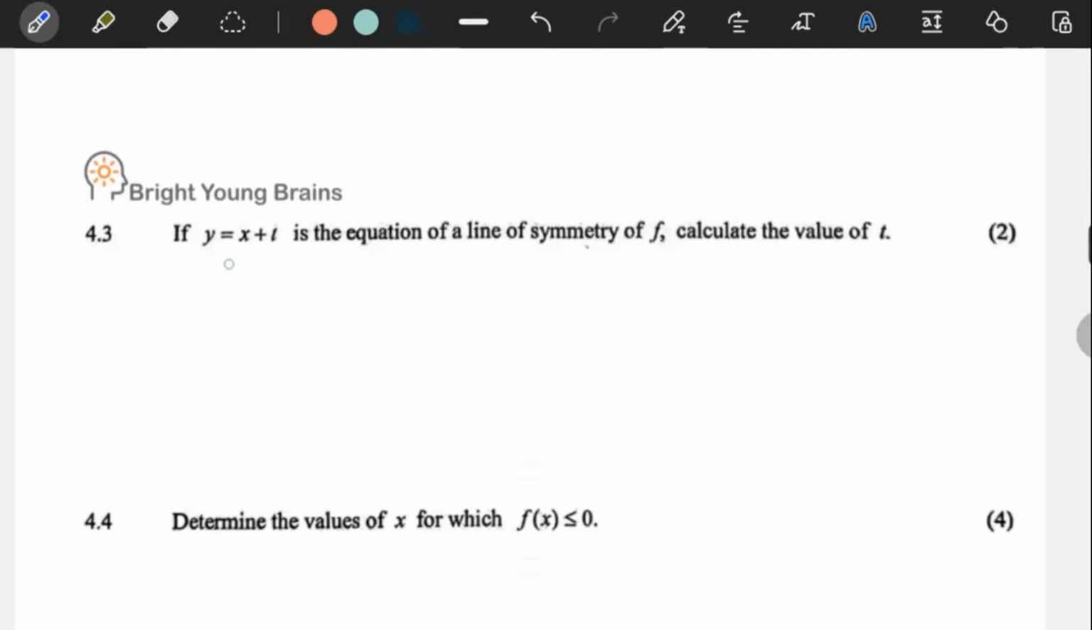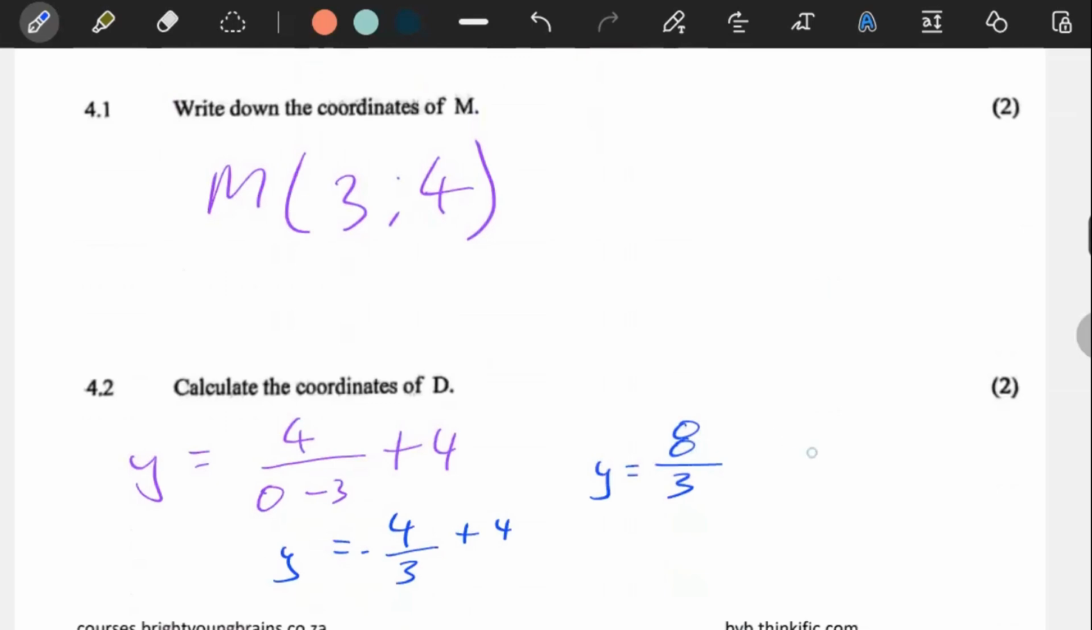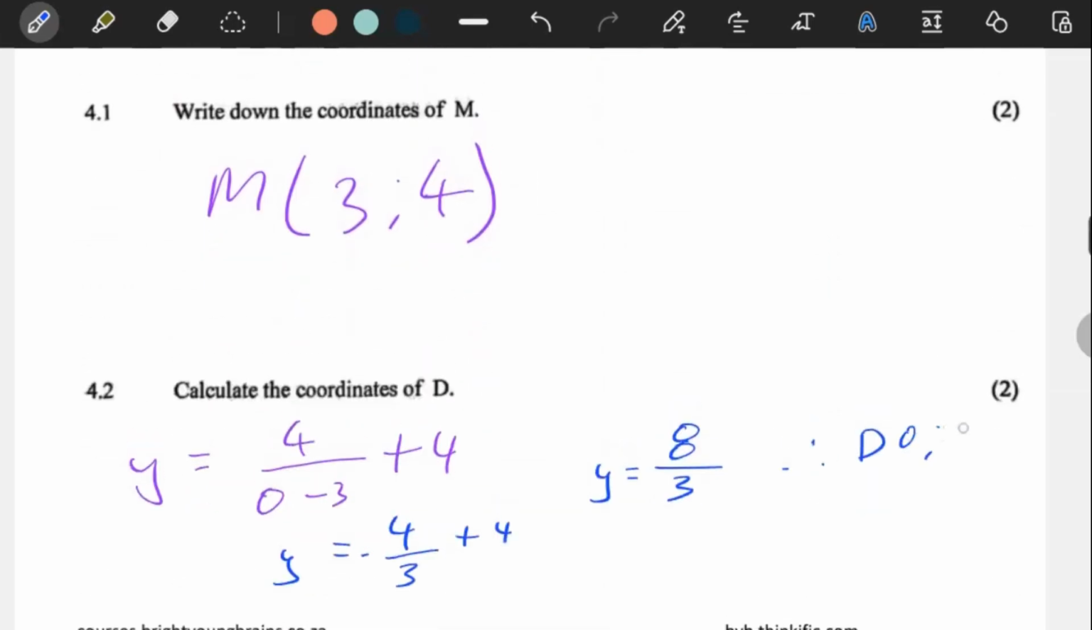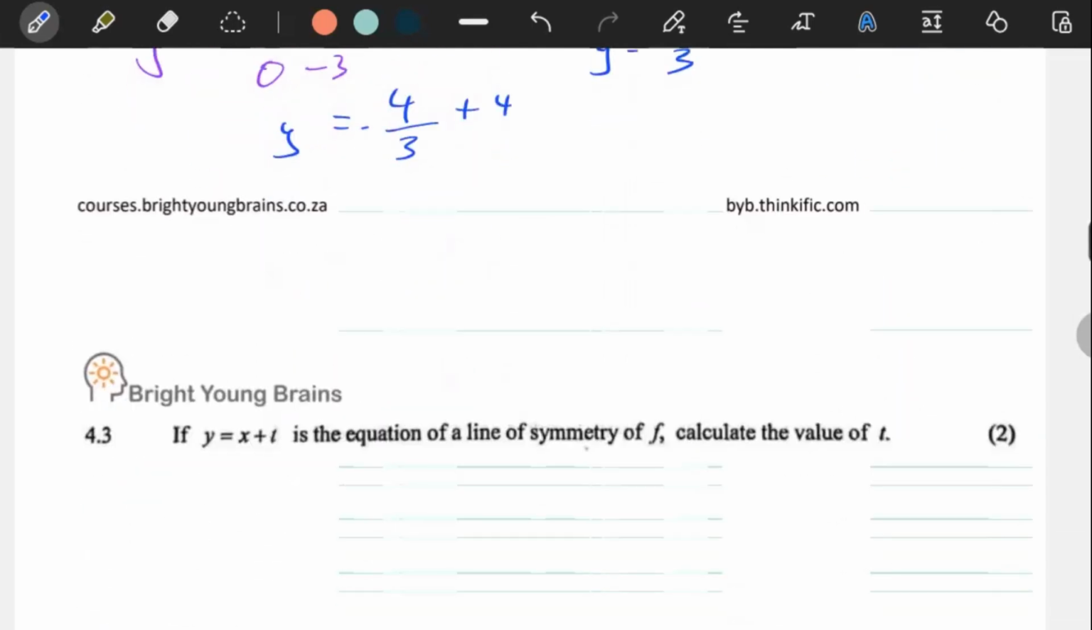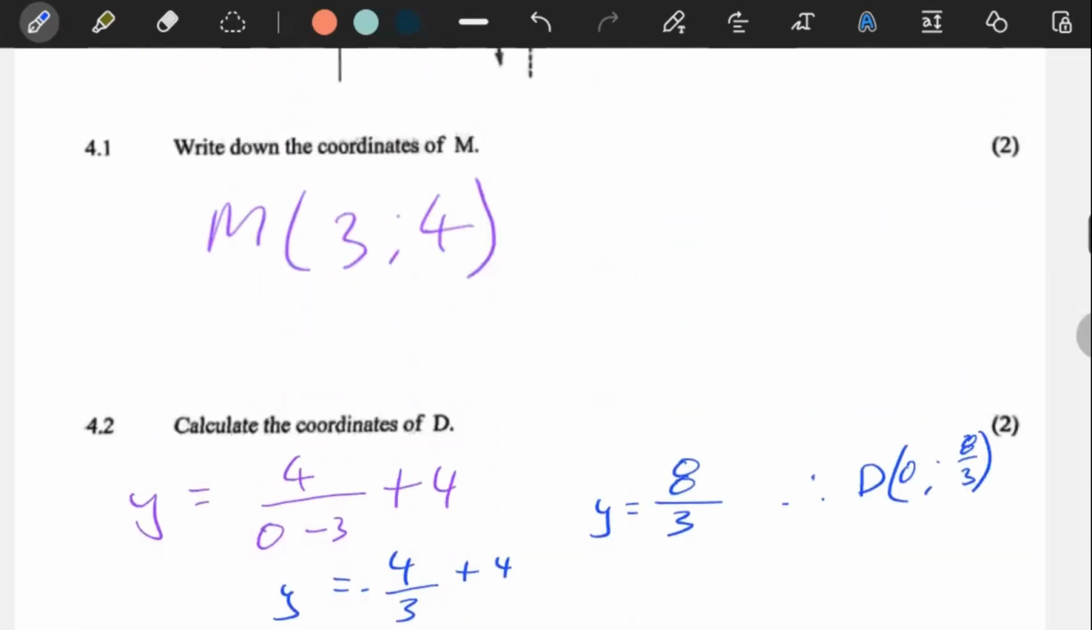4.3 says, if y is equal to this equation. Wait, did we even answer the question? No, we didn't. We partly answered it. D is 0 and 8 over 3. That's important to put out. Then it says here, if this is the equation of a straight line, if y is equal to this is the equation of a line of symmetry of F, calculate the value of T.